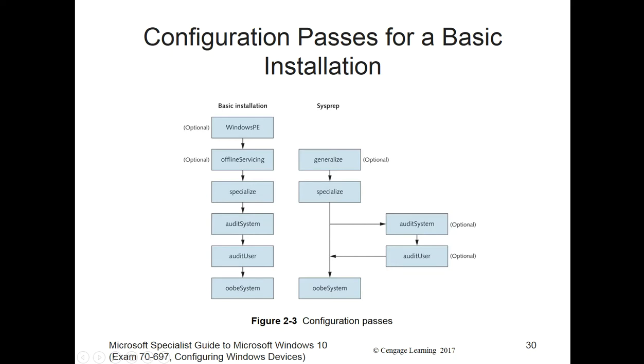Now for a basic installation, here we go. We'll start out with PE, then offline servicing, that's optional. Then specialize, audit system, audit user, OOBE system. With Sysprep, you jump to generalize, optionally, then specialize, and then OOBE. Audit system and audit user are both optional. So when we use Sysprep, a lot gets stripped away.